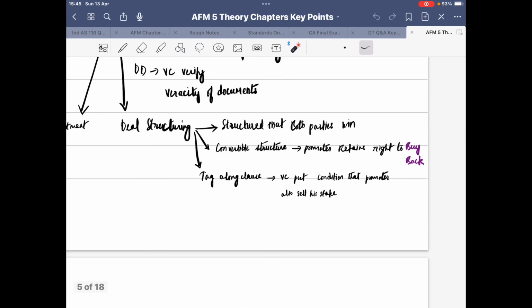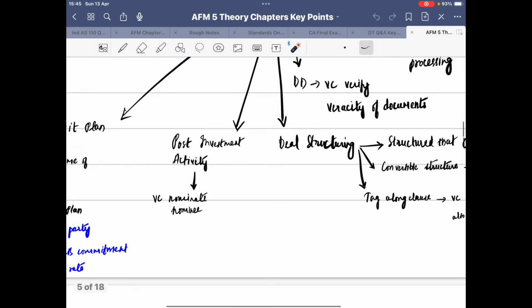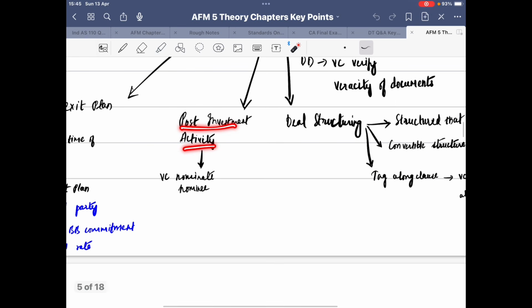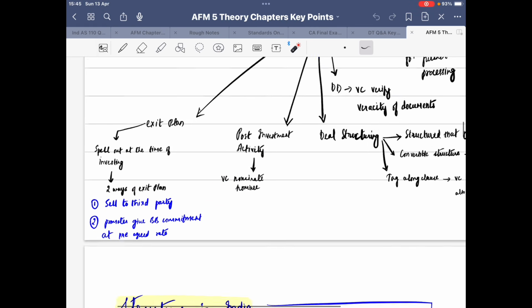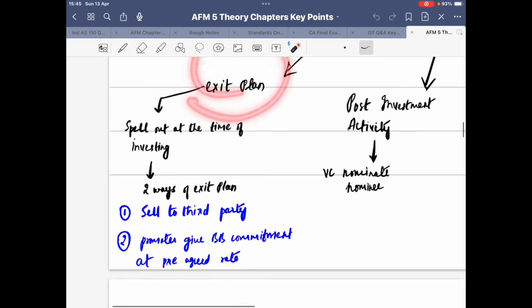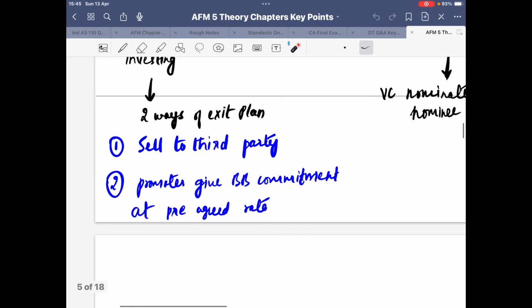Convertible structure, promoter retains right to buyback. Tag along clause, venture capitalist put condition that promoter also sell his stake. Post investment activity, venture capitalist nominate nominee. Exit plan, spell out at the time of investing 2 stages of exit plan. Sell to third party, promoter give buyback commitment at pre-agreed rate.